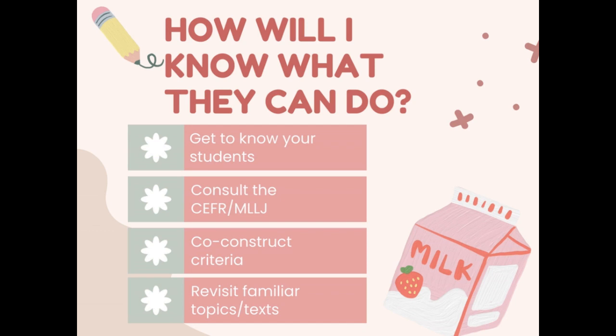Co-constructing criteria takes a little bit longer, but then students will know what a successful project looks like, for example, or what a successful paragraph looks like, what successful sentences look like if we're getting down to the A1, A2 level. And then revisit familiar topics and texts.